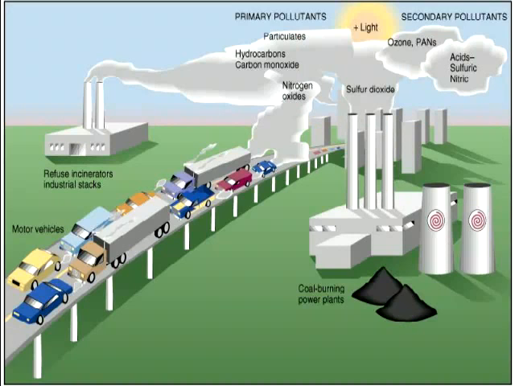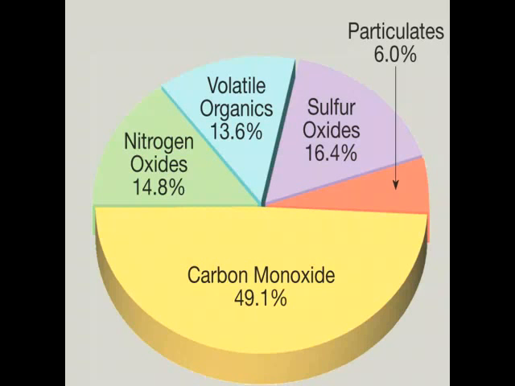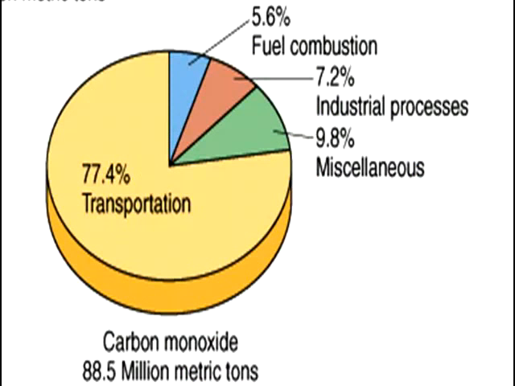Three major human sources of air pollutants are power plants, traffic, and industry. If we look at it only by volume, then our biggest problem is carbon monoxide, followed by nitrogen oxides, volatile organics, sulfur oxides, and particulates. In this context, the transportation sector is responsible for the highest amount of pollutants.